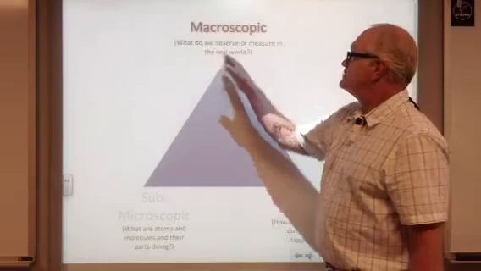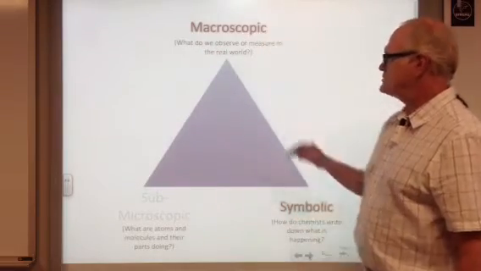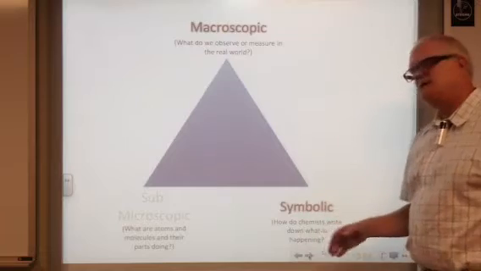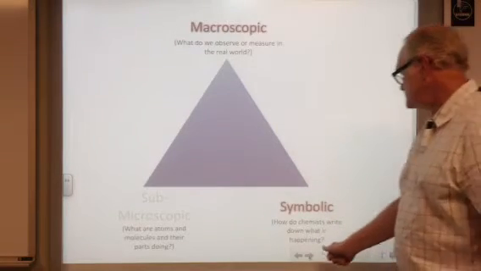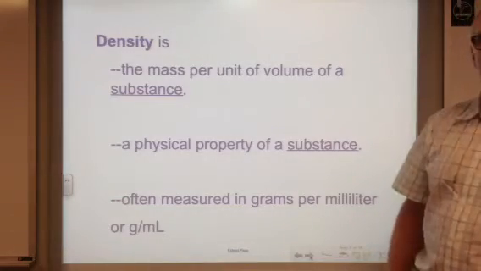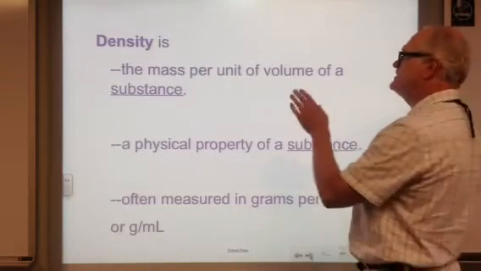We're going to talk about things we can observe or measure, the macroscopic world, and how we turn that into the symbols that chemists use to communicate things. Let's start with density. Here's a definition.